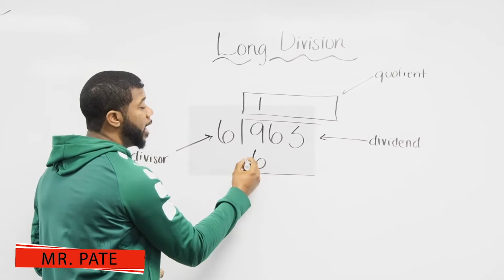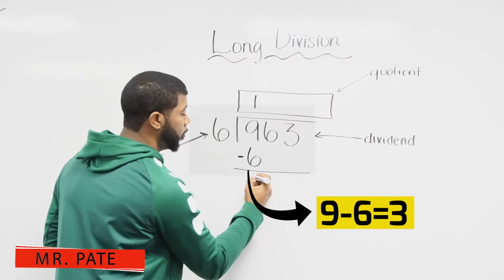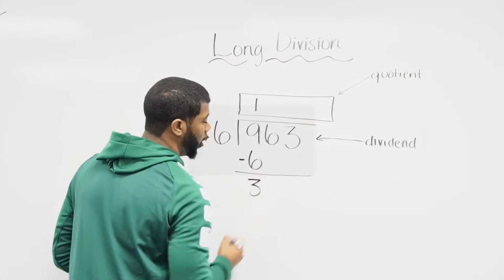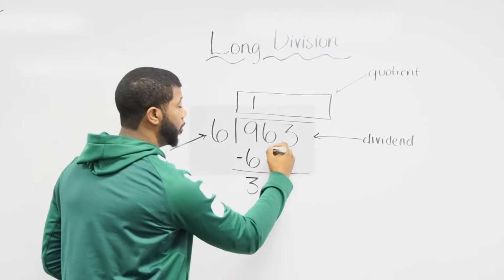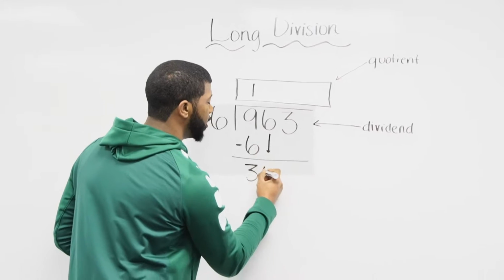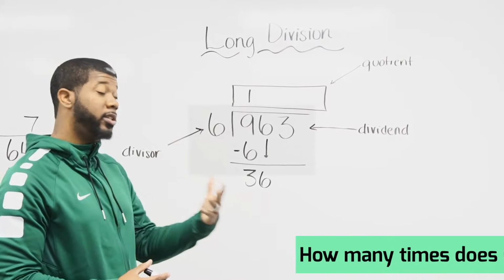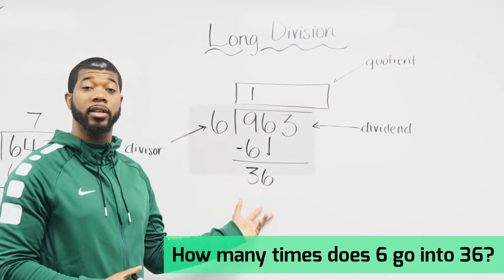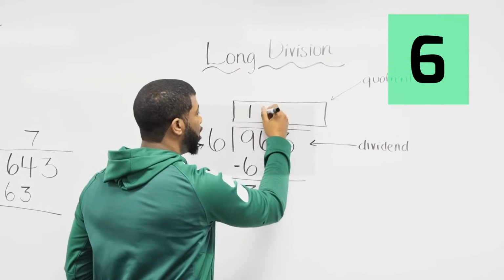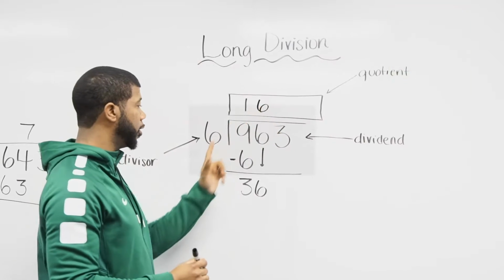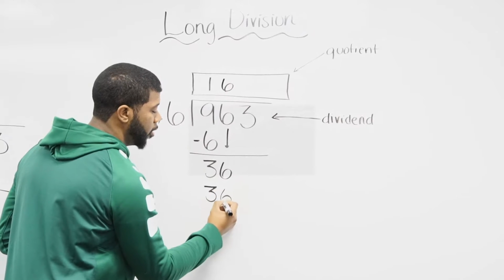All right? Now that I have 6 here, I'm going to do 6 minus 6, and it's going to give me 3, excuse me. And then from here, I'm going to bring down my next number, which is going to be 6. I'm going to bring my 6 down, and now I have 36. My first question is going to be, once again, how many times does 6 go into 36? You got it, it's 6. So I put my 6 in my quotient, and now I multiply 6 times 6, and that gives me 36.